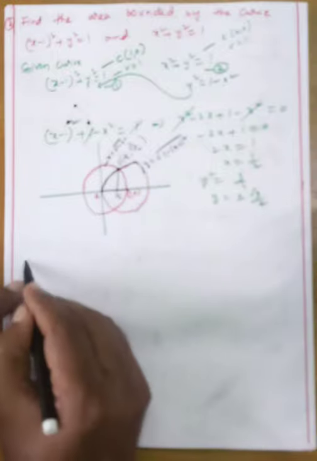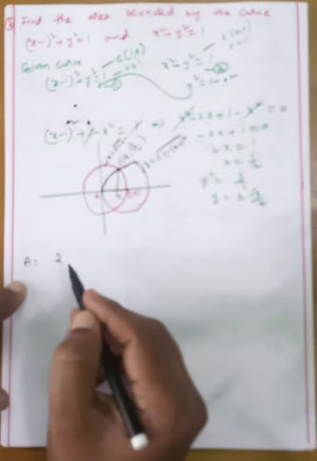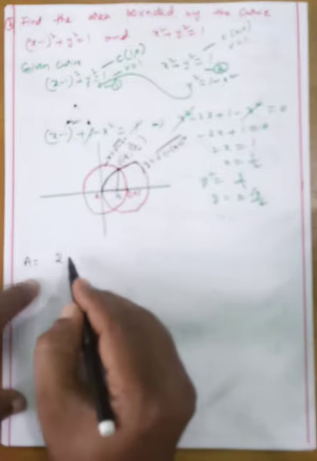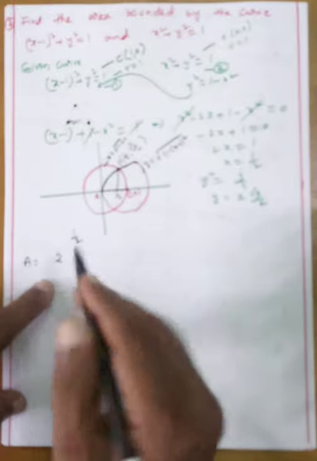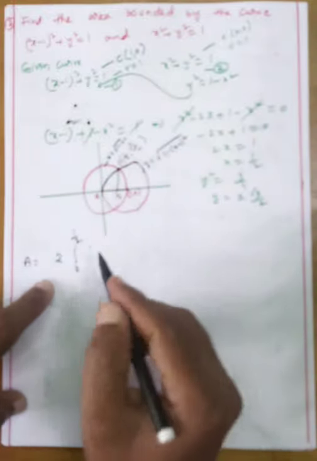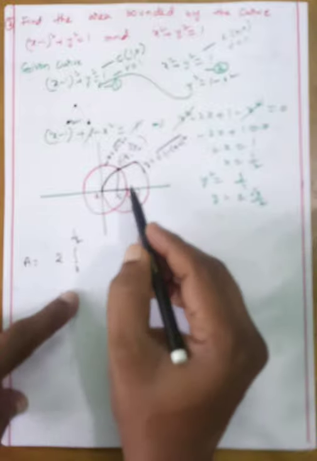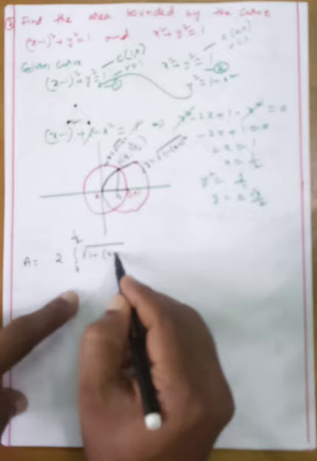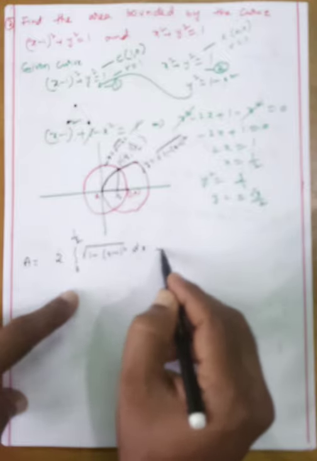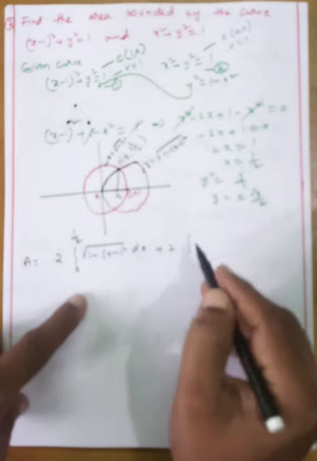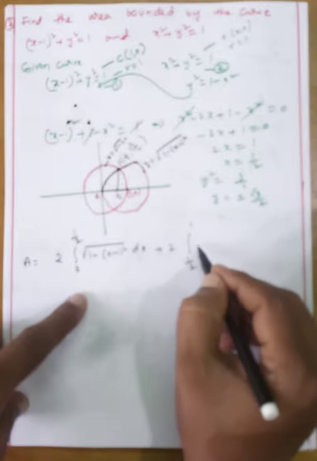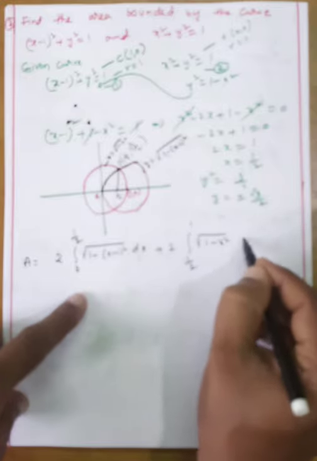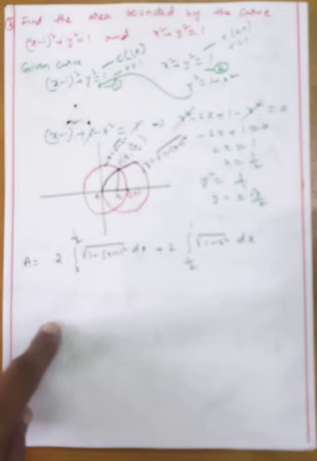Now area is equal to 2 into, first, 0 to 1 by 2. Why write the 2? Above and below, the same area is occupied. From 0 to 1 by 2, the curve is root over 1 minus (x minus 1) whole square dx, plus 2 into again 1 by 2 to 1 root over 1 minus x square dx. Okay, my dear students, I hope that you understood.